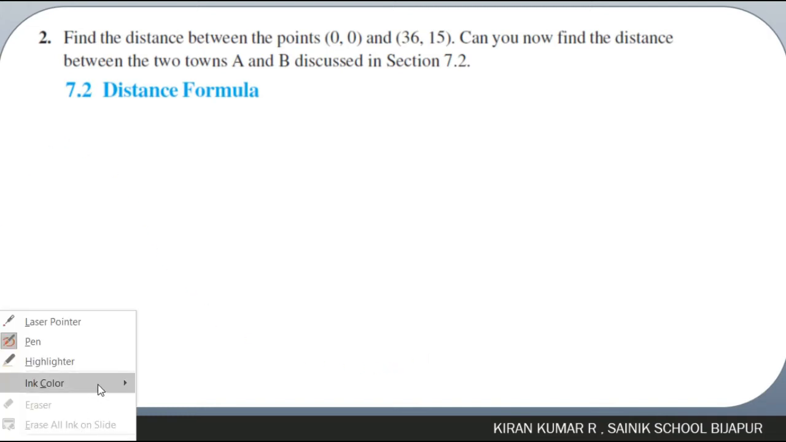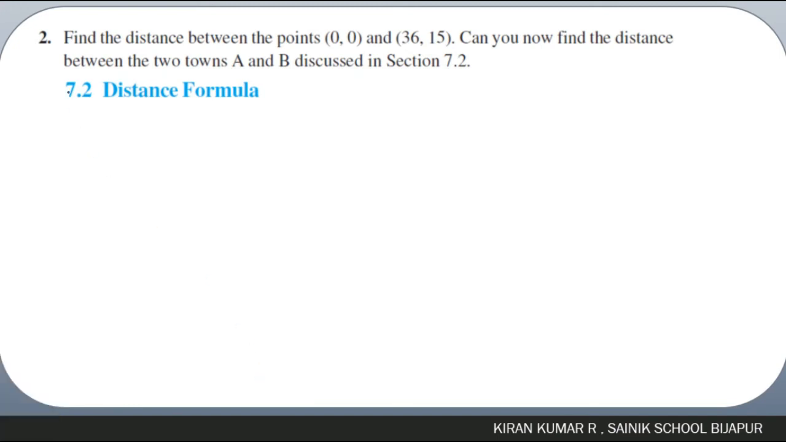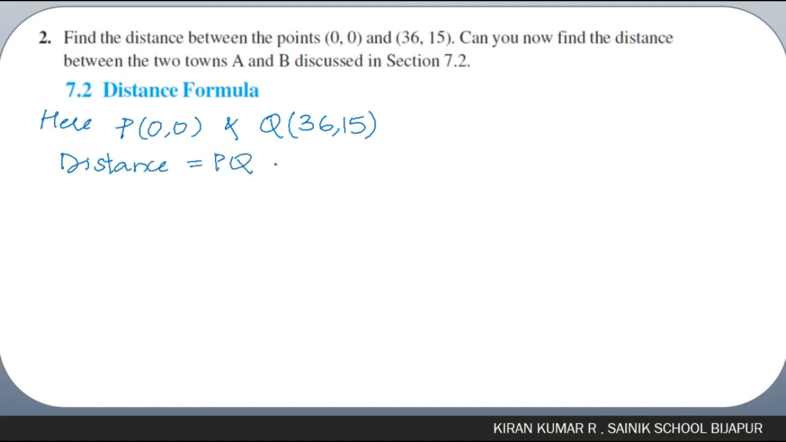Here, the point P (0, 0) and Q (36, 15), the distance will be PQ. It is given by root of (36 minus 0) whole square plus (15 minus 0) whole square.